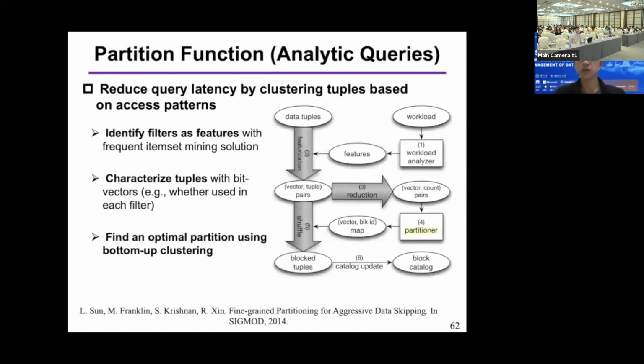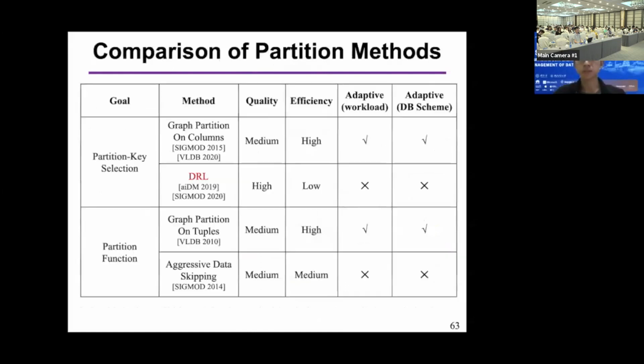The Also Mini approach has 3 steps. First, it identifies the query filters as features, and then we can characterize each tuple with a bit vector, and each bit represents whether the tuple is used in the query filter. And finally, they find the optimal partition from bottom up with a clustering-based algorithm.